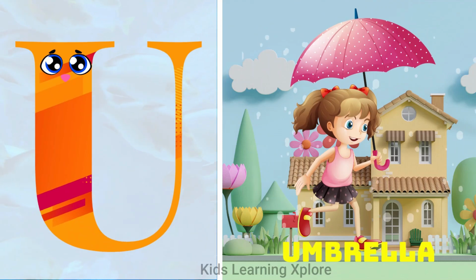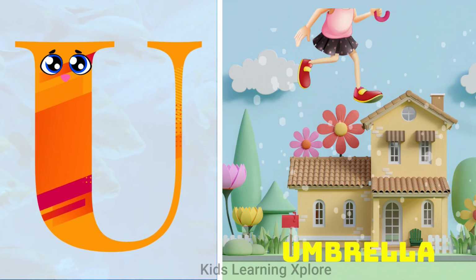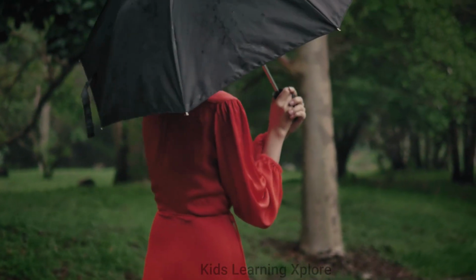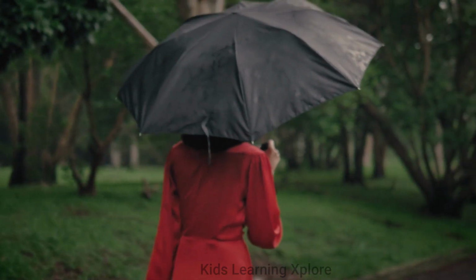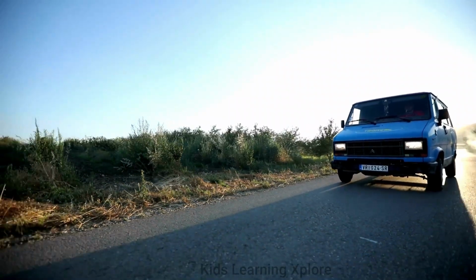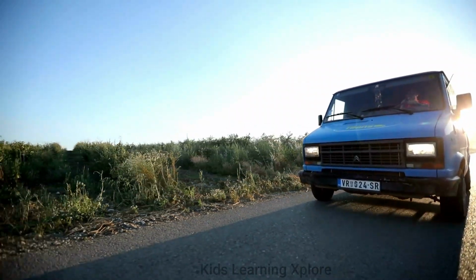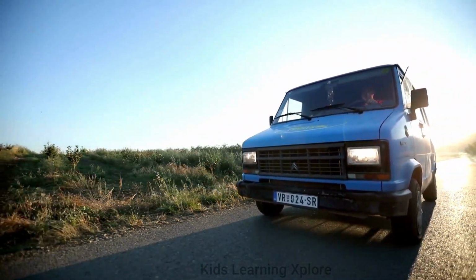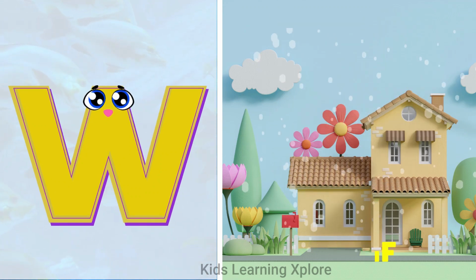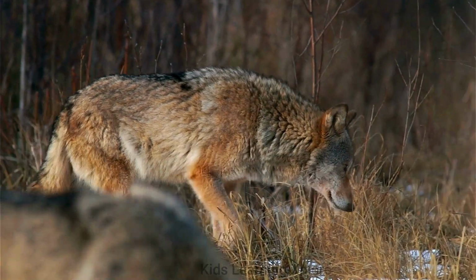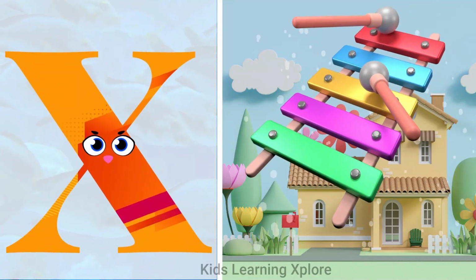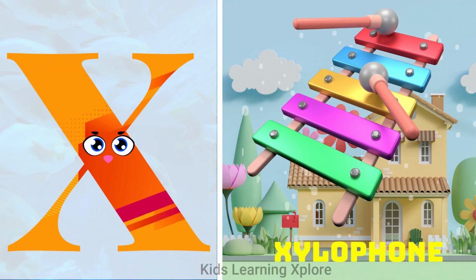U for umbrella. V for van. W for wolf. X for xylophone.